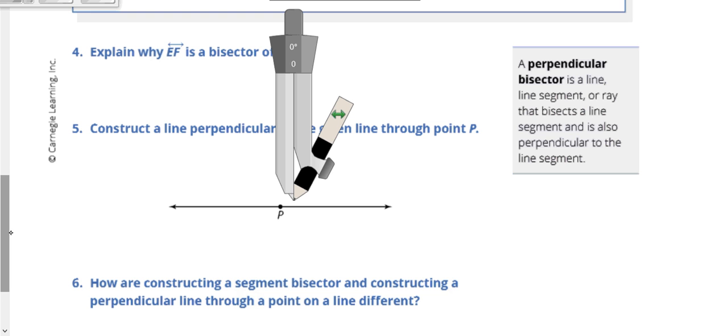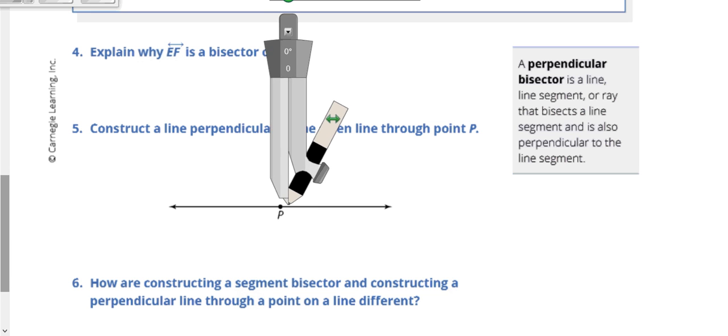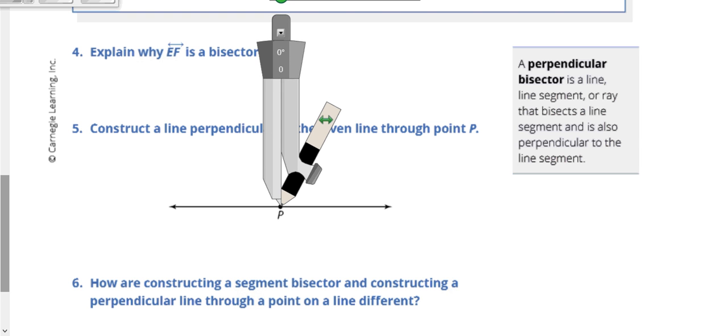find 2 points that are equal distance from P. Well, you can't measure it, you have to construct it. So that means you need to get the pointy end of the compass onto point P. Then your compass is already opened up. Mine on here is not opened up at all, but yours is already opened up.